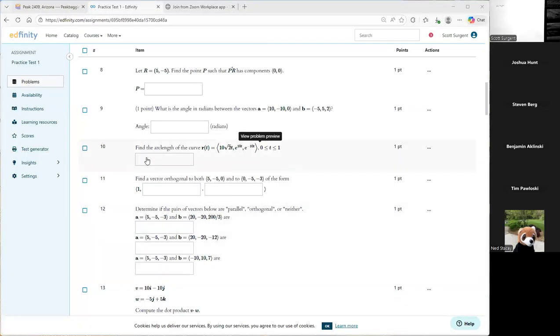Number 10 is arc length. Now, this is a good one, I'm going to discuss this with you guys. This came up in Ed discussions. There it is, number 10 right there. Find the arc length of this curve. It's 10 rad 2 t, e to the 10t, and e to the negative 10t from 0 to 1.